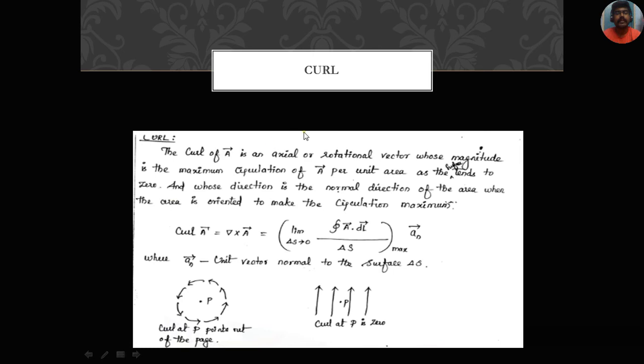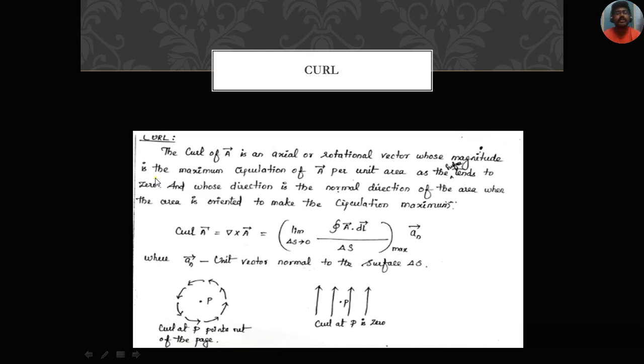And curl. The curl of any vector A is an axial or rotation vector whose magnitude is the maximum circulation of the vector per unit area as the surface tends to 0, and whose direction is the normal direction of the area when the area is oriented to make the circulation maximum.